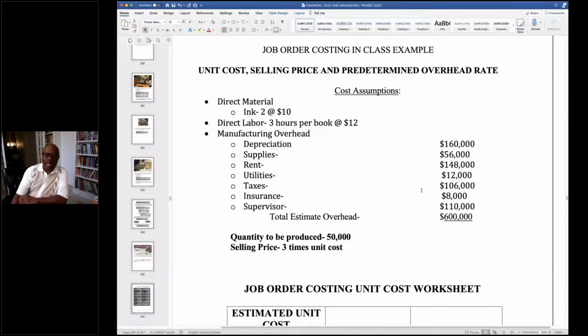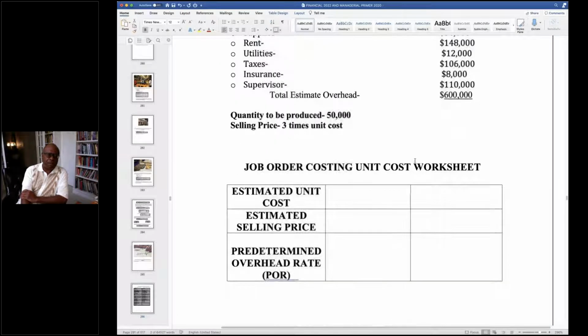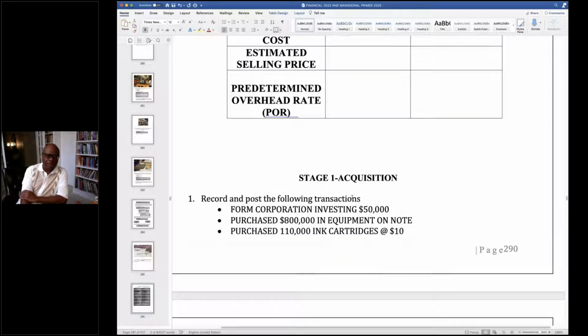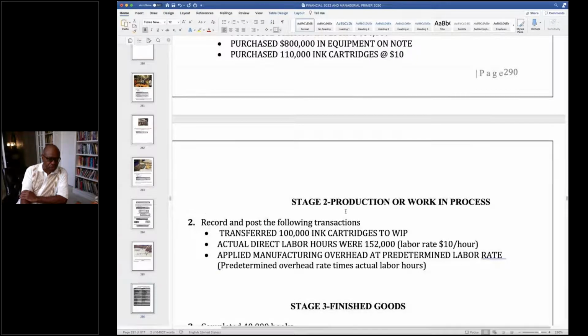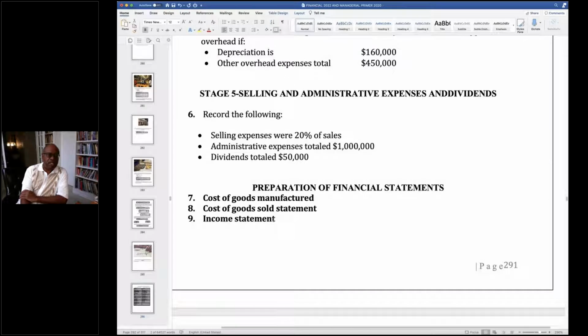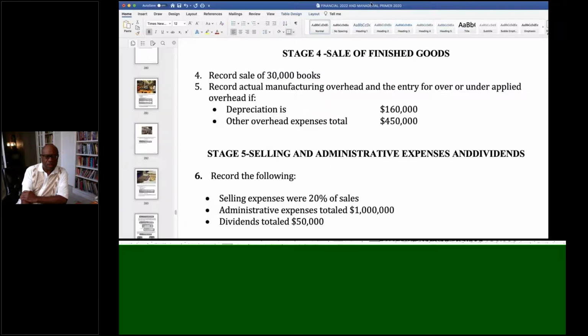And then we're going to look at this problem next time. And I have in Blackboard your assignment for each team in terms of what you're going to do on this problem. There's a team that's responsible for the unit costing worksheet. There's a team that's responsible for stage 1, stage 2, stage 3, stage 4, stage 5. Then there are teams that are responsible for preparation of the statement. So in these stages, we're making journal entries. So let's just see.